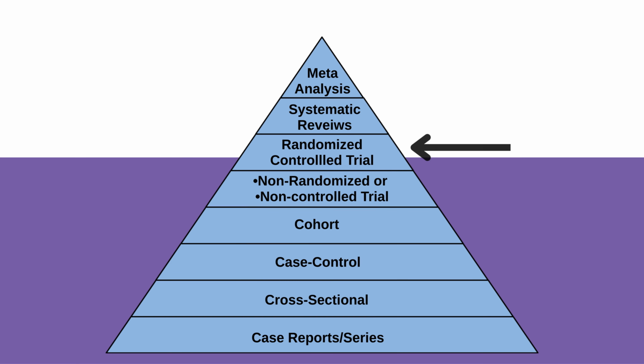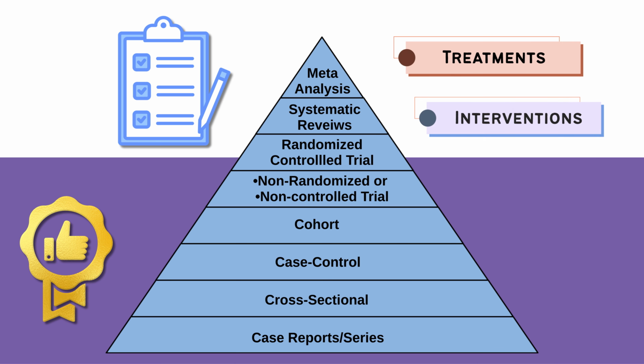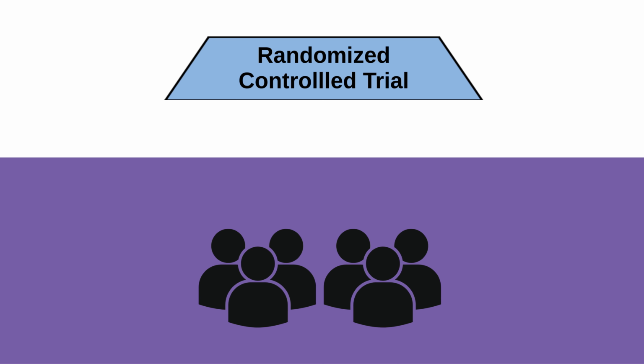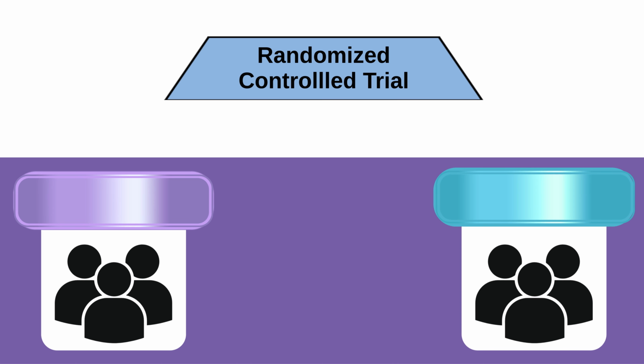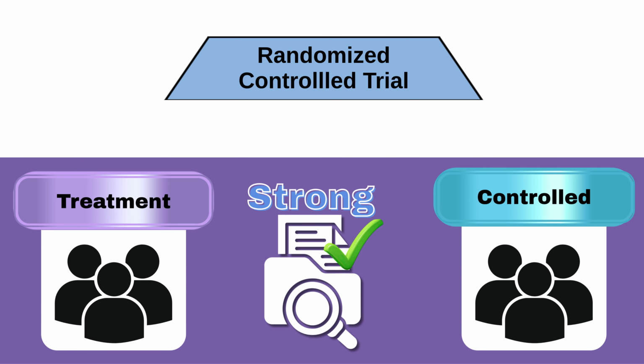Near the top of the pyramid are randomized controlled trials, which are the gold standard for testing treatments or interventions. In these types of studies, participants are randomly assigned to a treatment group or a control group, and if properly designed, they can provide strong evidence on how effective a specific treatment is.